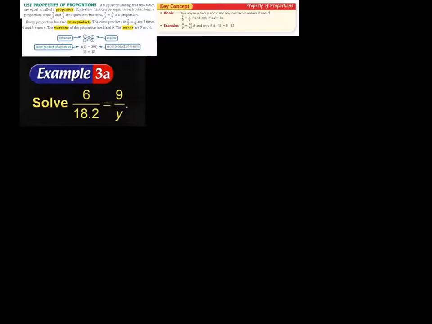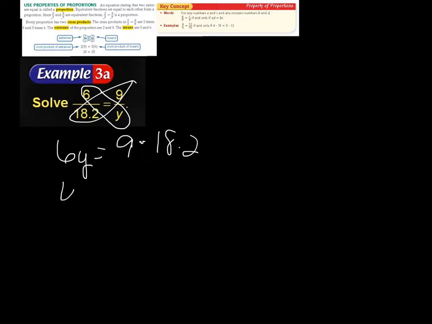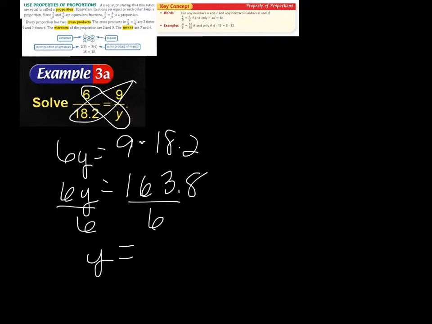To solve the proportion 6 over 18.2 equals 9 over y, we're going to multiply: 6y equals 9 times 18.2. So 9 times 18.2 is 163.8. We divide both sides by 6. I get y equals 27.3.